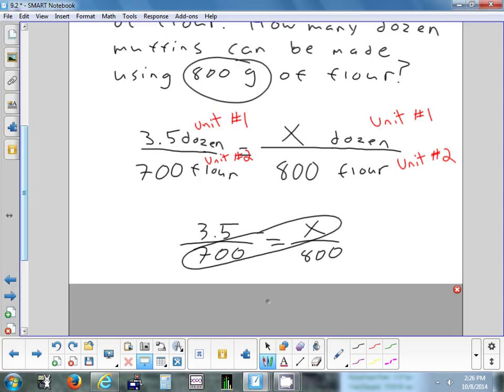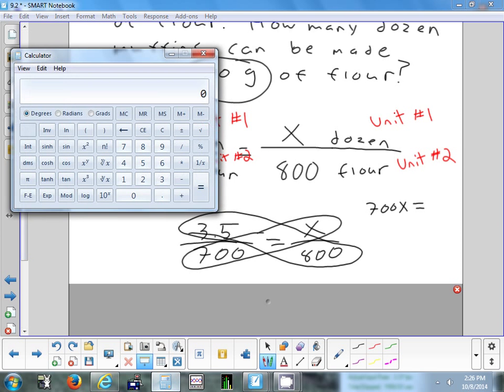What's 700 times x? 700x. Okay. And then I also have to cross multiply 3.5 times 800. Is that 2,800? Yeah, 2,800. Everyone see how you type that in? And then to get x by itself, you divide by 700. You get 4. Yeah, 2,800 divided by 700 is 4 dozen.